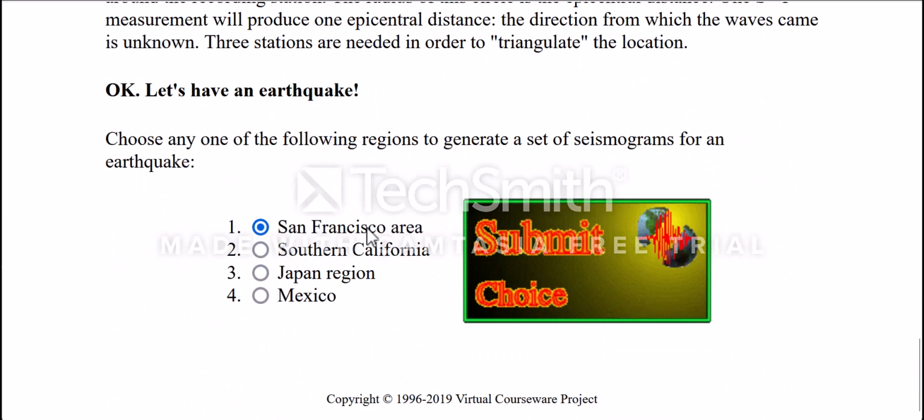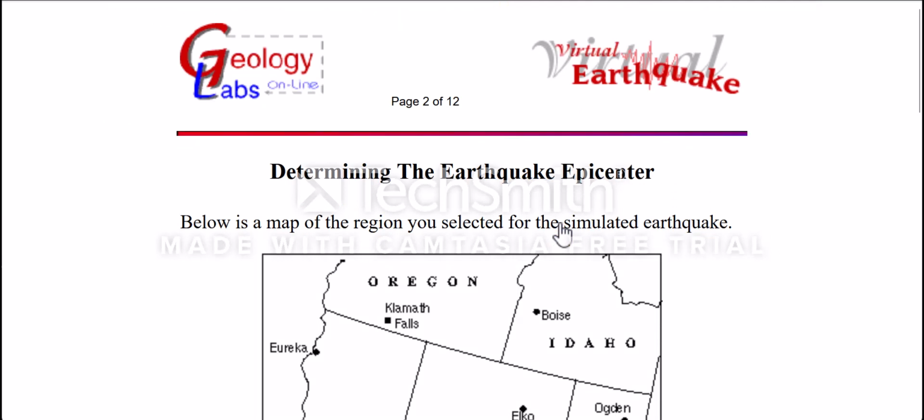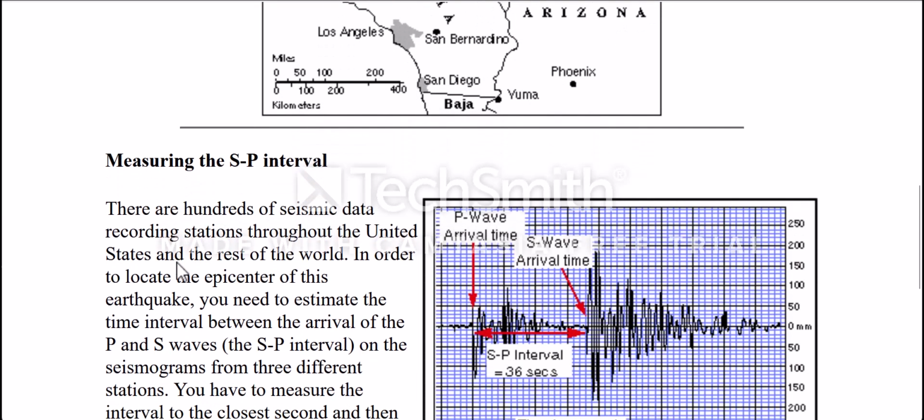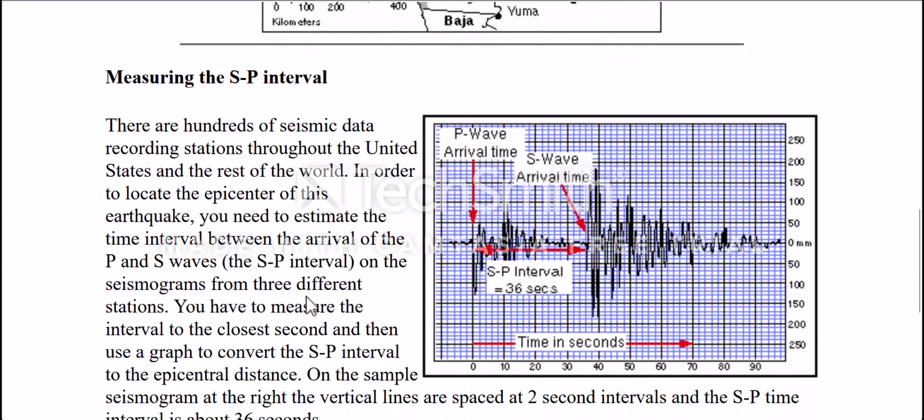Okay, so now we need an earthquake. Pick one. Let's go to San Francisco and submit choice. We click on submit choice. And the first thing we're going to do is determine the epicenter of the earthquake. In order to do that, we need to measure the SP interval, that time between the arrival of the first P wave and the arrival of the first S wave. Remember that the closer together those two things are, the closer you are to the epicenter. Okay, so we need to know that.